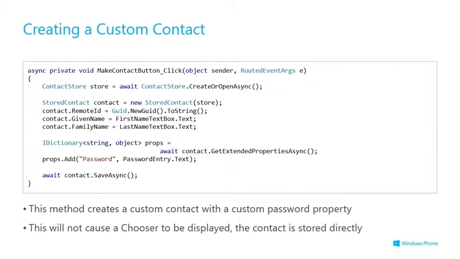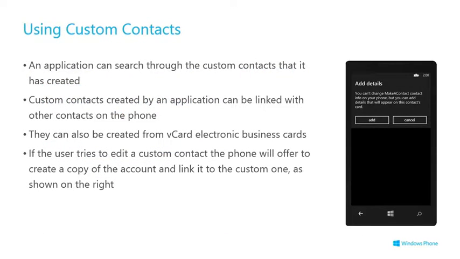So how you create a custom contact is, first of all, you create a contact store with the create or open async method. Then you just new up stored contact instances and set some properties on them. There's an extended properties async, so you can put custom properties onto them, and then you call the save async method. This is using the new awaitable API style. And like it says at the bottom there, it does not cause a chooser to be displayed. It's actually just stored directly.